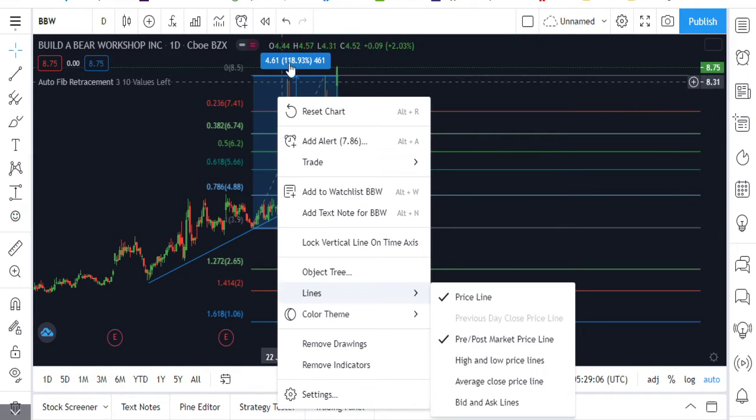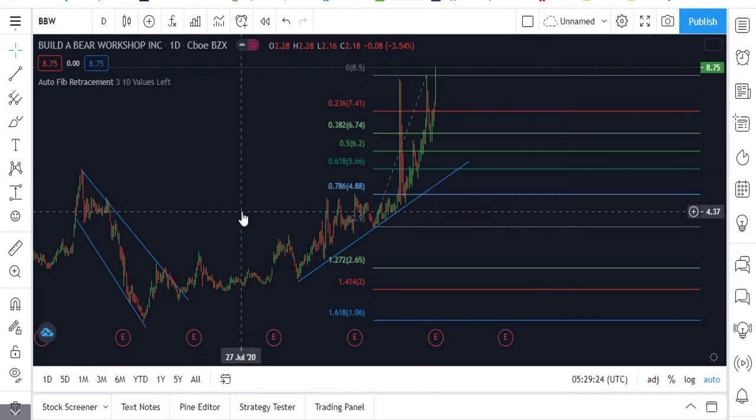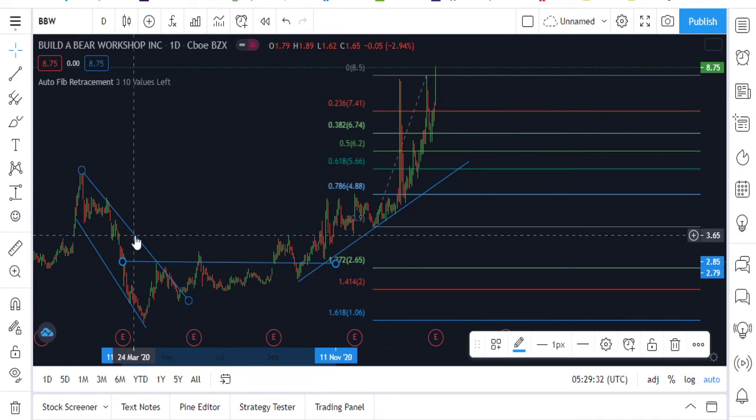We will remove this. So that's basically how you want to make sure that something is going in an uptrend. You know, draw your lines, draw your support and resistance lines. It's really not that hard, guys. See, like right here, there's also support right here. I'm going to get rid of these ones.